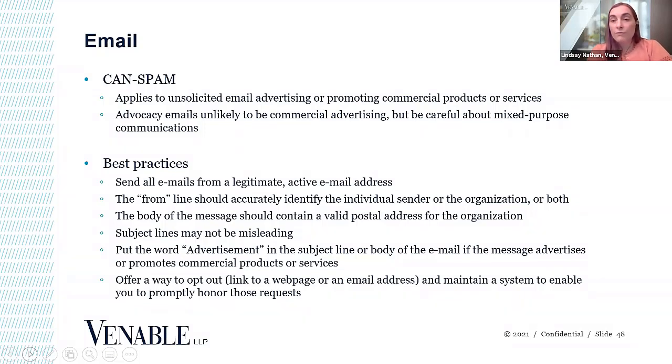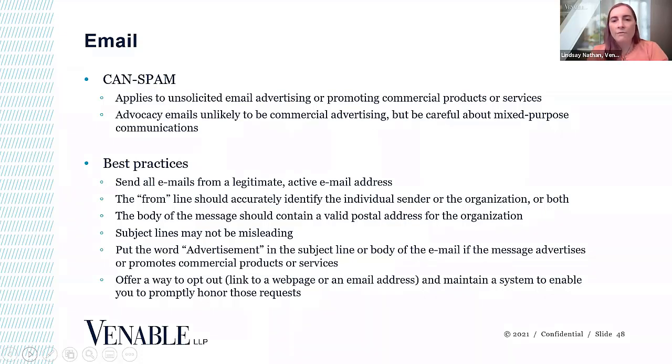You want to make sure that you follow best practices when it comes to emails. So you should send all emails from a legitimate active email address that can receive incoming emails as well. The from line should accurately identify the organization or the sender. The body of the message should contain a postal address. It can be a PO box, but you should have an address. You shouldn't have misleading subject lines or content in the body of the message.